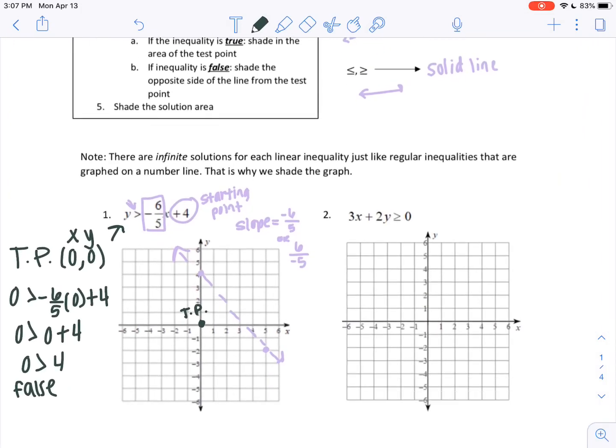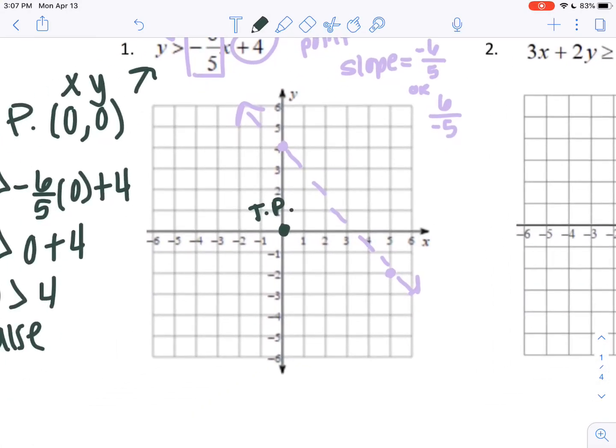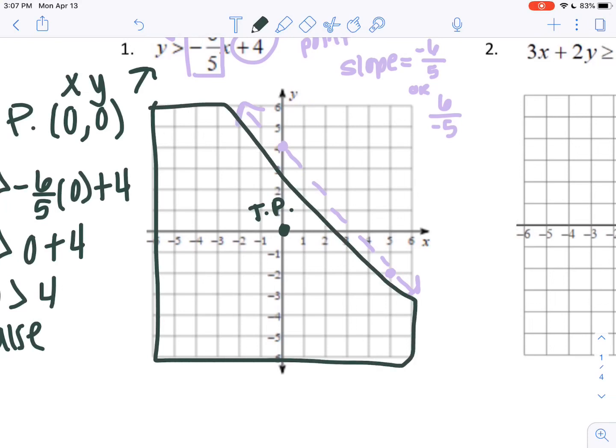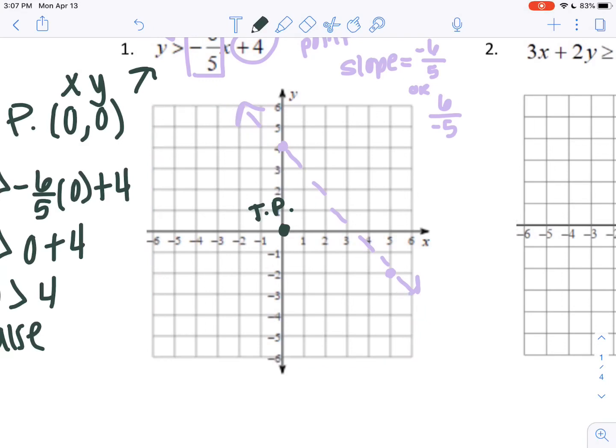Okay, so if you look at the directions, it says if the inequality is false, which ours is, shade the opposite line from the test point. So the test point is on this side of the line. Okay, well that ended up being false, which means I don't have any solutions on that side of the line, which means all of the solutions are on the opposite side of the line. So instead, I'm going to shade this area.